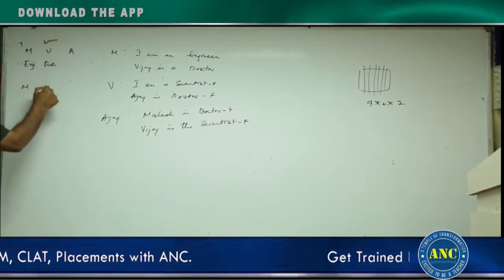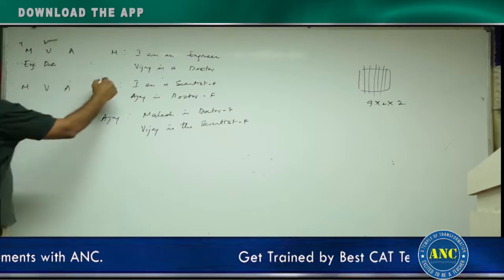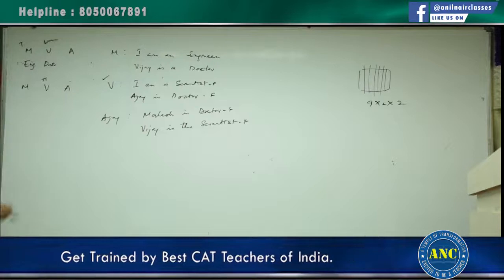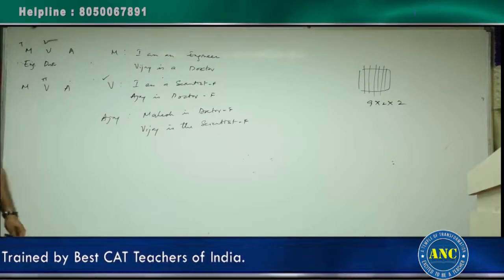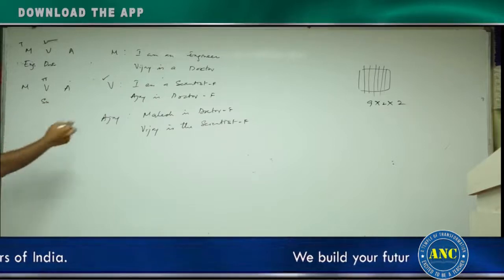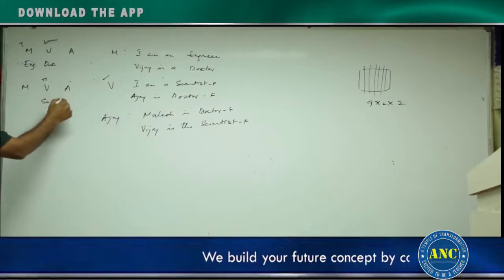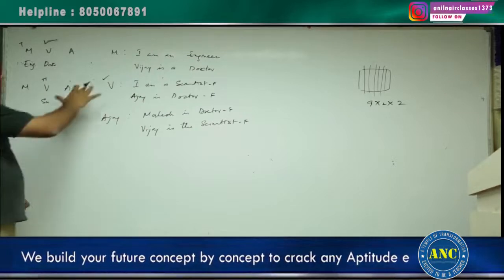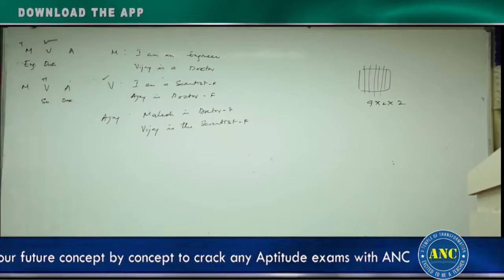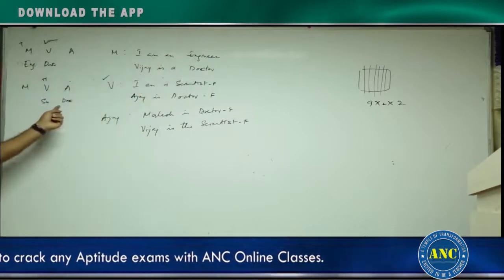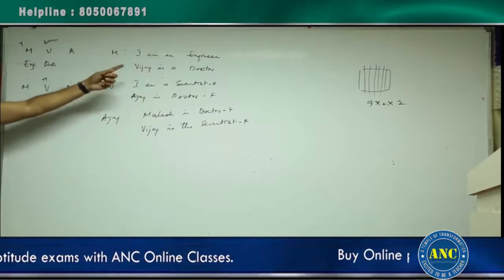Now let's go to the next assumption. Let's assume Vijay is the true teller. Vijay says, I am a scientist. Okay, let him be a scientist. Ajay is a doctor. With this assumption about Vijay, let me go to Mahesh. Mahesh says, I am an engineer.